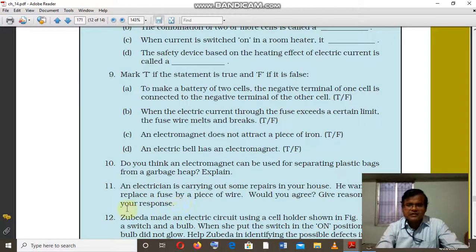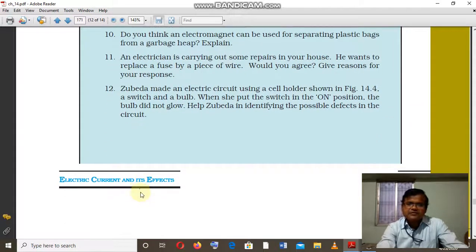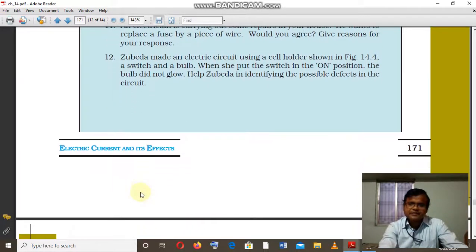Question number 12. Javeda made an electric circuit using a cell holder as shown in the figure, a switch, and a bulb. When she put the switch in the on position, the bulb did not glow. Help Javeda in identifying the possible defects in the circuit. The connecting wire may be loose, the cells may be used up, the bulb may be fused. Other possible answers are there.